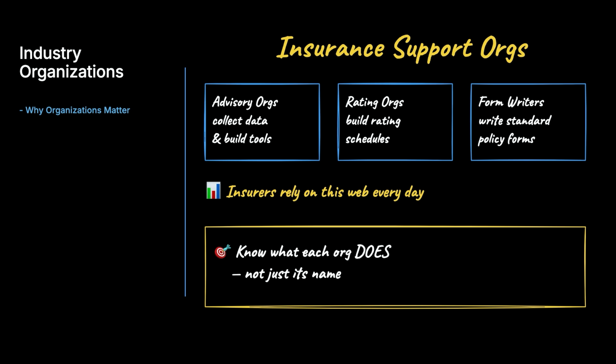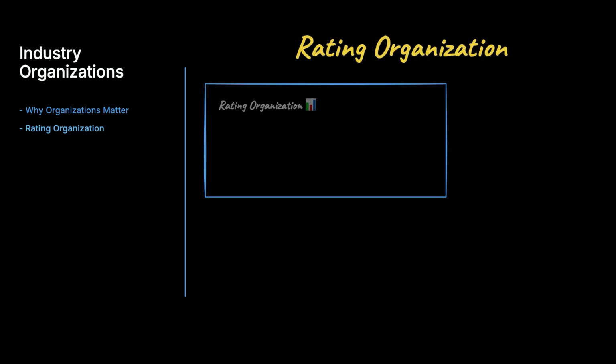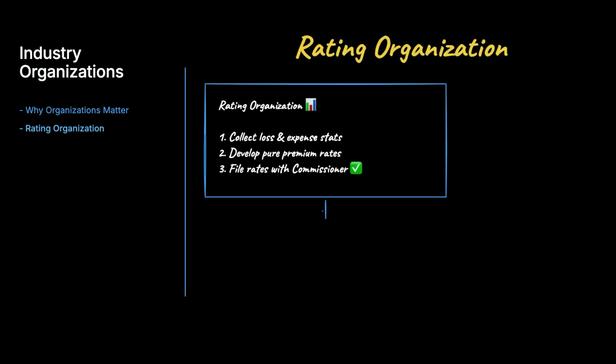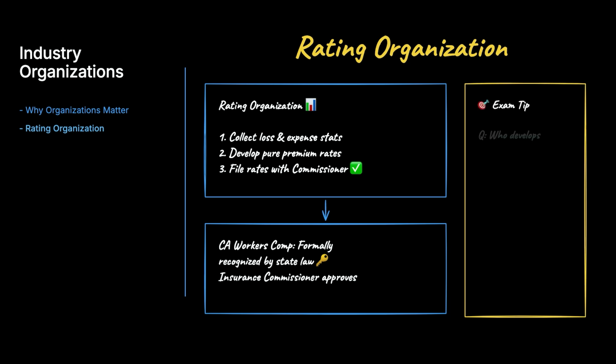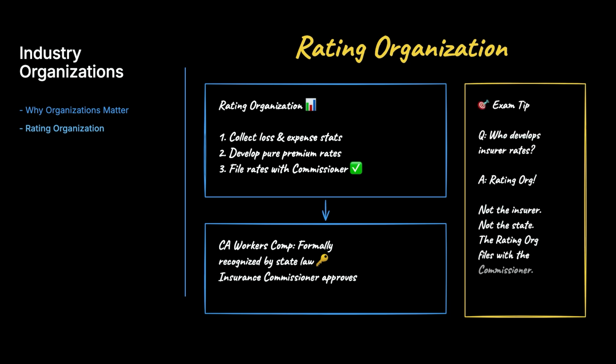A rating organization is a group whose main purpose is collecting loss and expense statistics, developing pure premium rates, and presenting those rates to the insurance commissioner for approval. California law formally recognizes this role, especially in workers' compensation. Keep that definition handy because the exam often hides it inside a question about who develops insurer rates.